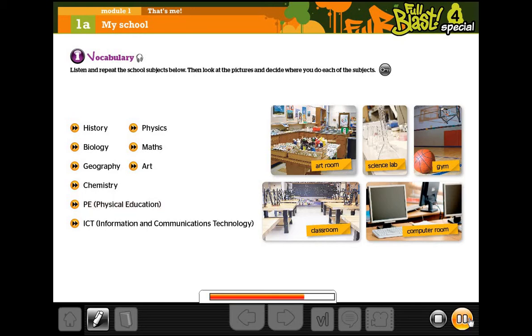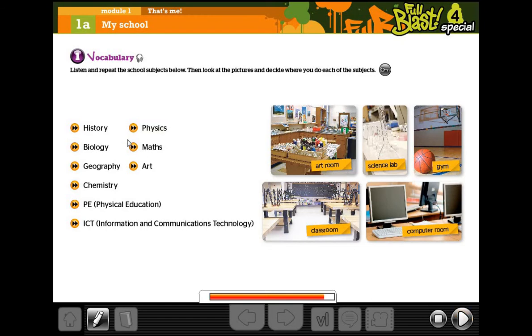Let's continue. ICT. Information and Communications Technology. ICT means Information and Communications Technology. Please repeat after me. ICT. Information and Communications Technology. So, where do you do ICT? Very good. Computer room.